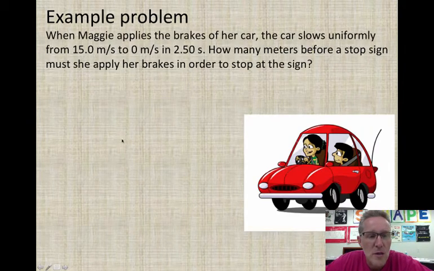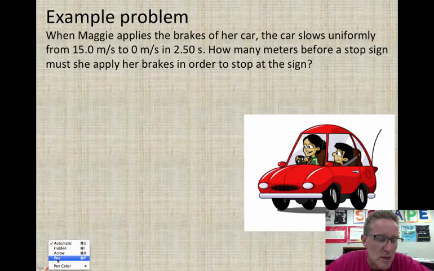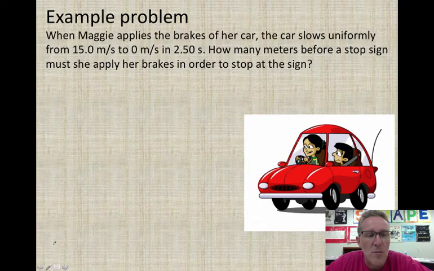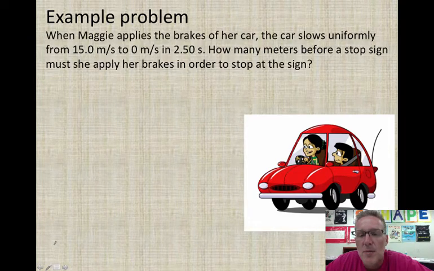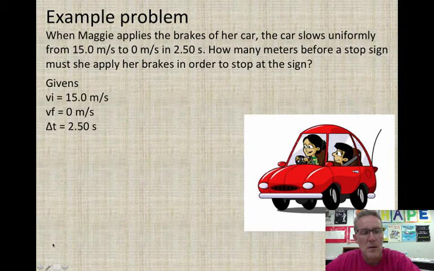Okay, so we're just going to jump into applying this formula to some problems, which is pretty much what you will do in this section. Our problem is: Maggie applies the brakes of her car. The car slows uniformly from 15 meters per second to 0 meters per second, and she does this in 2.5 seconds. How many meters before a stop sign must she apply her brakes in order to stop at the sign?